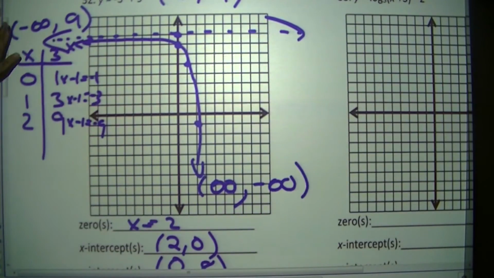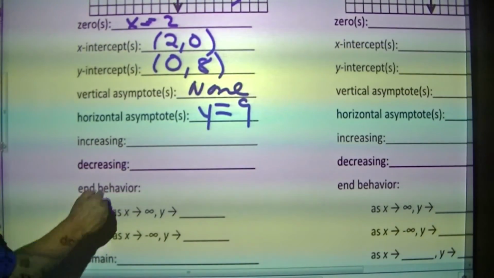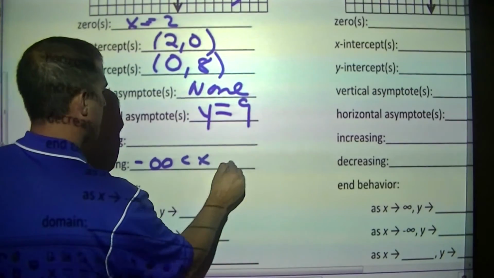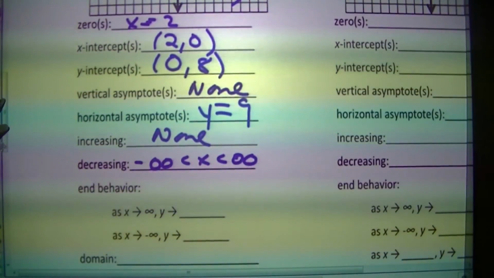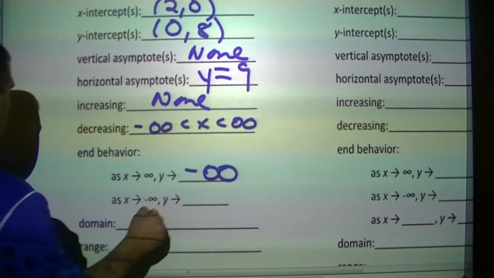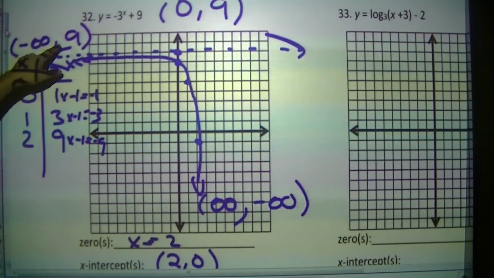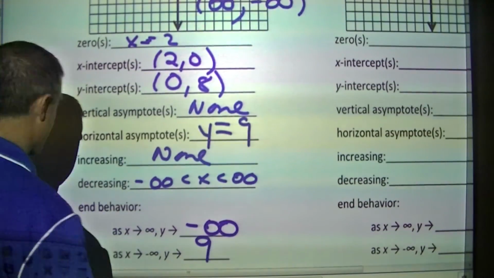To do increasing, decreasing, I still start left to right. So that's all decreasing, so that's negative infinity to infinity. Increasing is none. As x approaches infinity, I have an answer of negative infinity. As x approaches negative infinity, I have an answer of 9, because that's where it's flattening out. Okay, I think that's it for that.